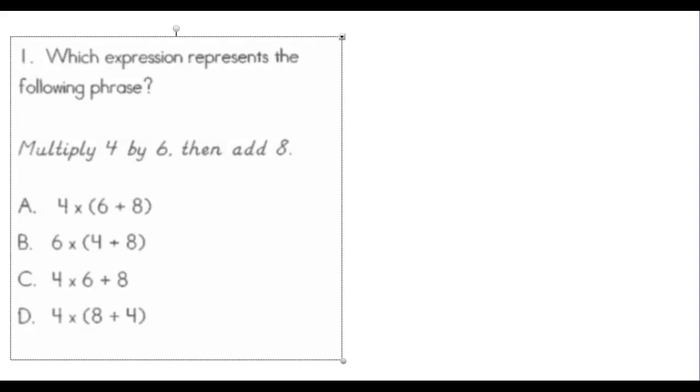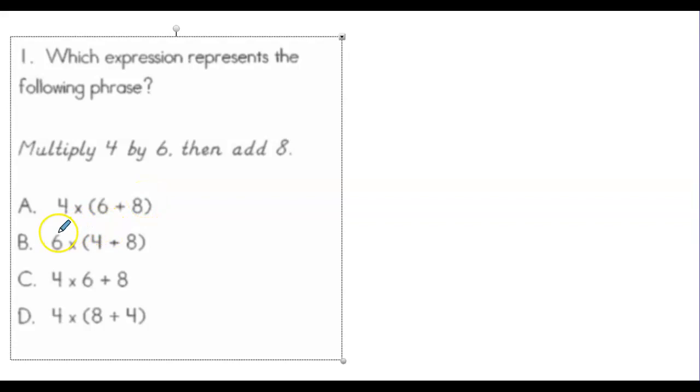What would come first automatically? We would multiply 4 by 6, and then we add 8. So now multiply 4 by 6 and then add 8. Does this look like it? This is 4 times the sum of 6 and 8. So this is 4 times the sum of 6 and 8.